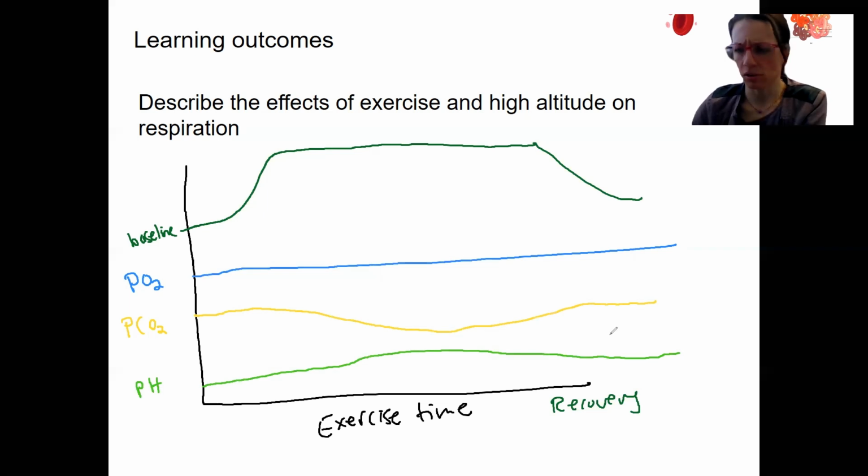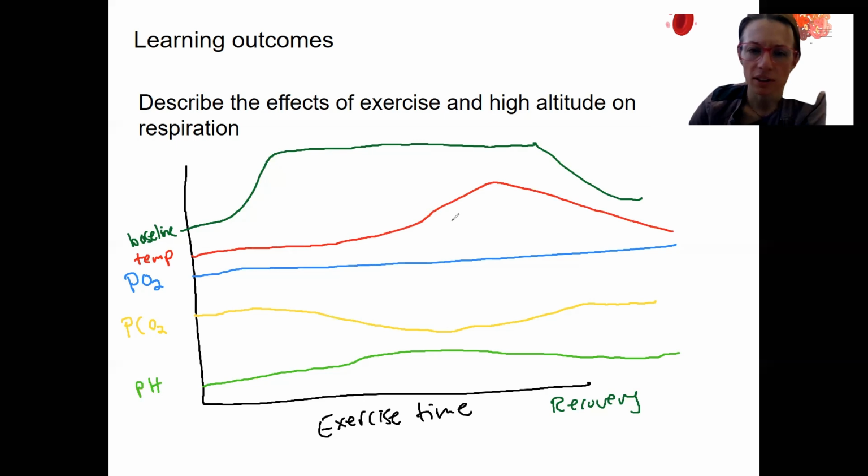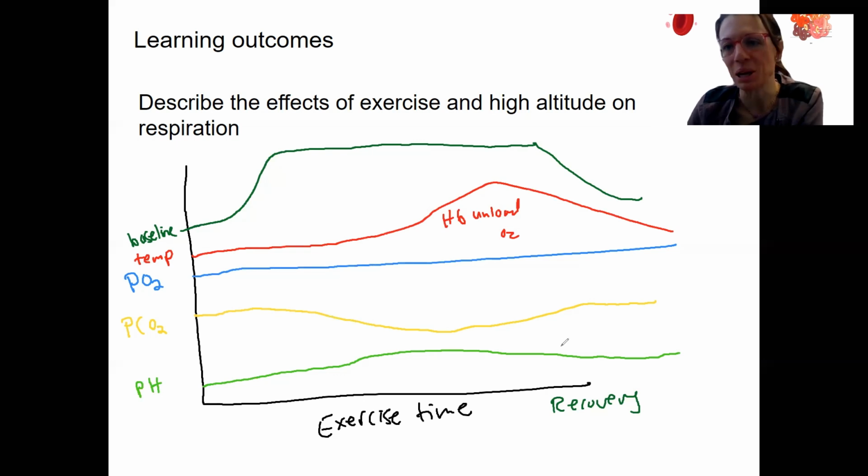How about body temperature? Let's just do one more. Body temperature. I'm going to add it up here where there's room. And up. Why is this relevant? Well, this is helping Hb unload O2. That's why our PO2 doesn't really change, right? Most hemoglobin's bound to oxygen, most oxygen's bound to hemoglobin anyways. We just need to regulate the unloading of it by having these changes in the affinity.